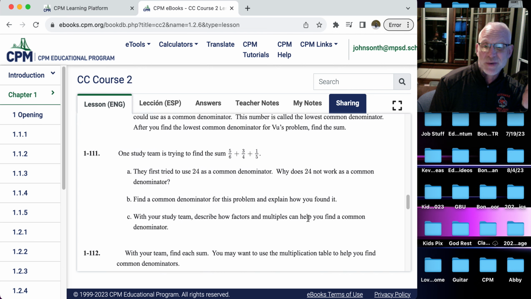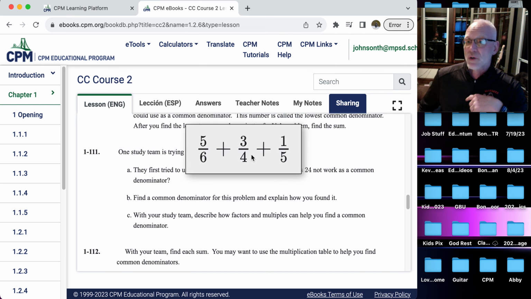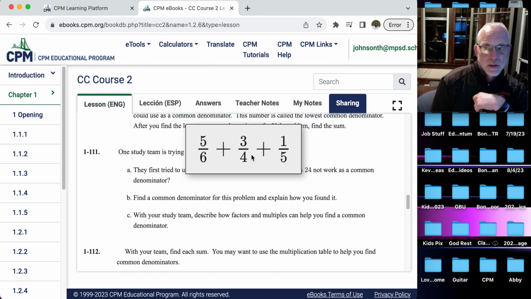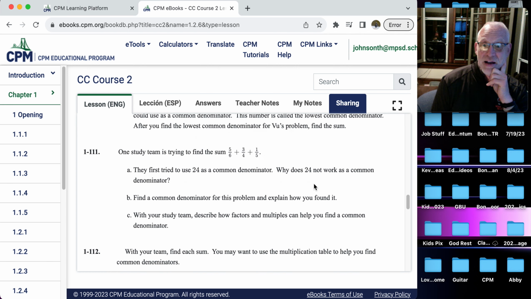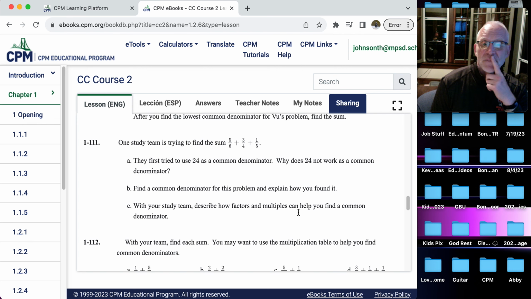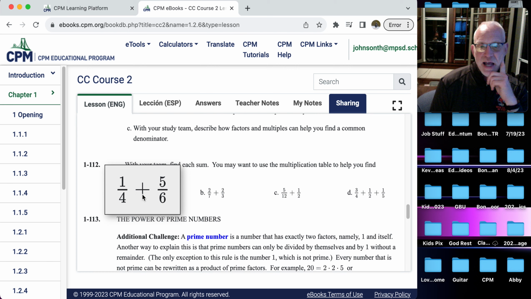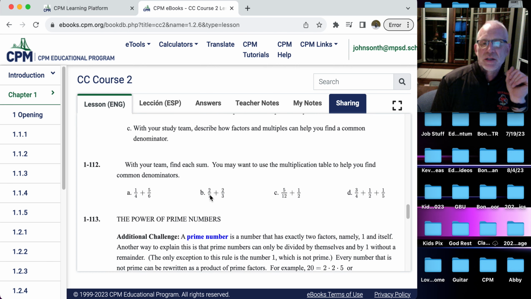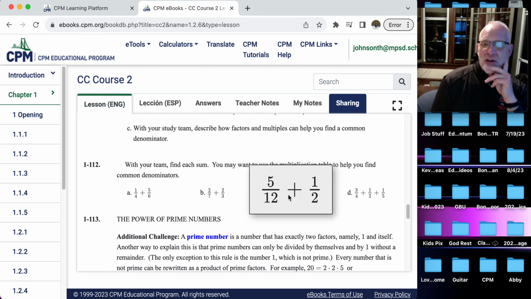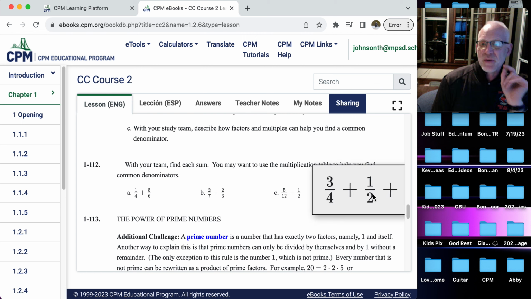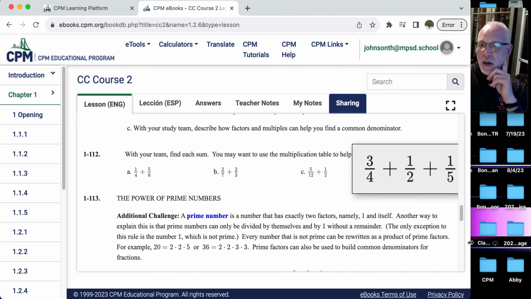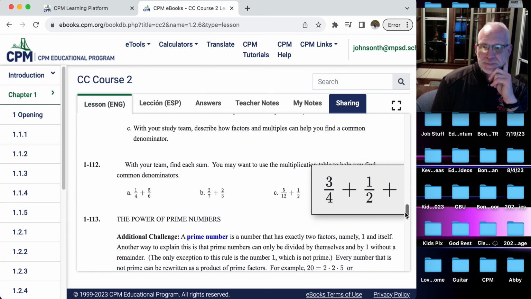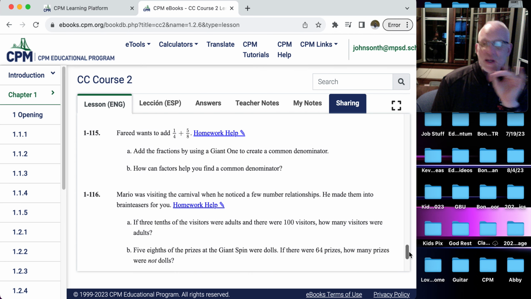We did the same with this one then. We said, what about 5/6 plus 3/4 plus 1/5? That's tricky because now you have to find the lowest common denominator for 6 and 4 and 5. Then we said, would 24 work? Why or why not? And then we practiced adding these: 1/4 plus 5/6, 2/7 plus 2/3, 5/12 plus 1/2, and then 3/4 plus 1/2 plus 1/5 right there. Okay. And then from there we went up and we worked on our homework.